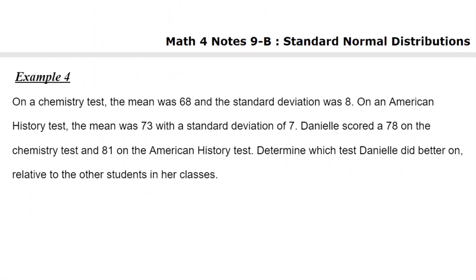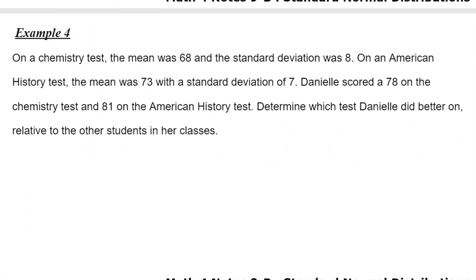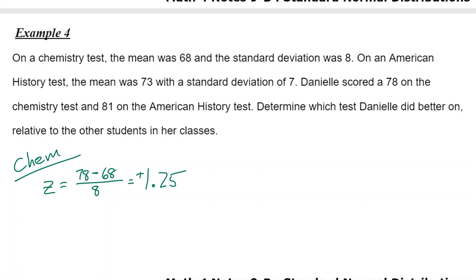Okay. Now, the last one here is where we have 2 different tests, and we're trying to figure out which one she did better on, compared to the rest of the class. And so let's work the chemistry test first. All right, we want the z-score, which is her test score. She made 78 on the chemistry test. The mean was 68, and the standard deviation was 8. That's going to give me a 10 on top. 10 over 8 is 1 1/4. So that's going to be my z-score for the chemistry test.